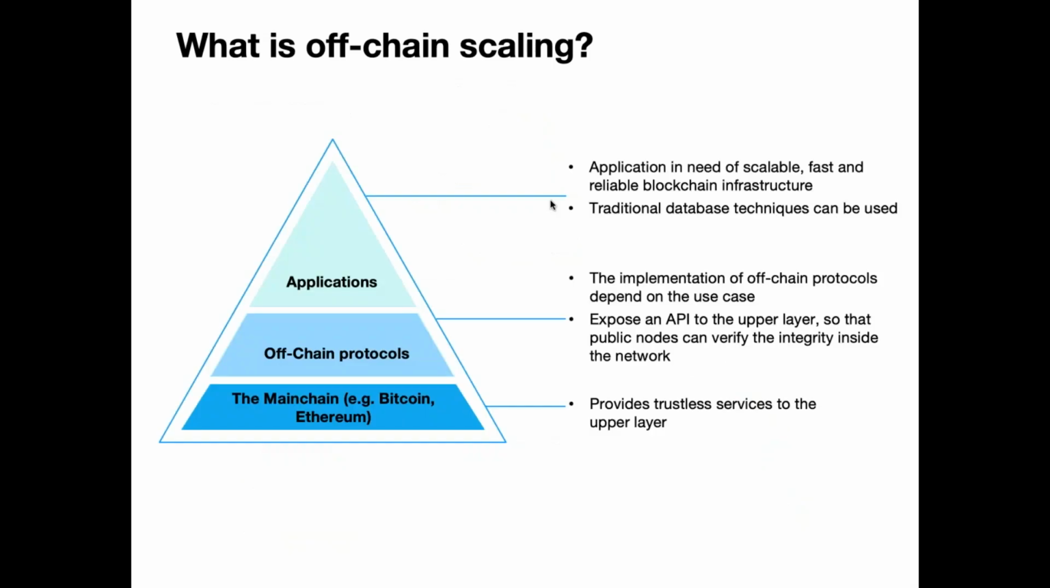So let's think about this off-chain solution, and it sort of gives us a three-layer architecture here from bottom to top: the main chain, off-chain protocols, and application layers. The main chain can provide trustless services to the upper layer, and the second layer protocol, the off-chain protocol, can be implemented depending on the use case, and at the same time it should expose an API to the upper layer so that public nodes can verify the integrity inside the network. And as for the application layer, you can develop applications in need of scalable, fast, and reliable blockchain infrastructures. And in this layer, you can even use traditional database techniques. You can store data and process data in your own server.